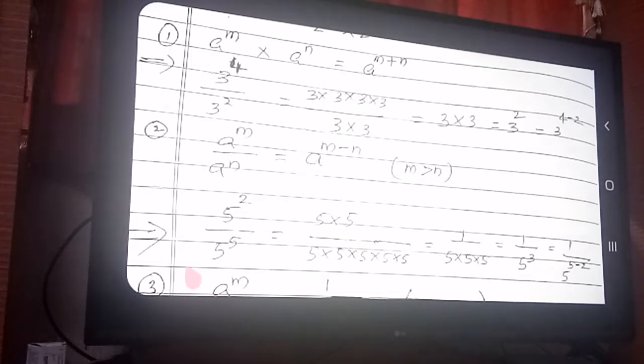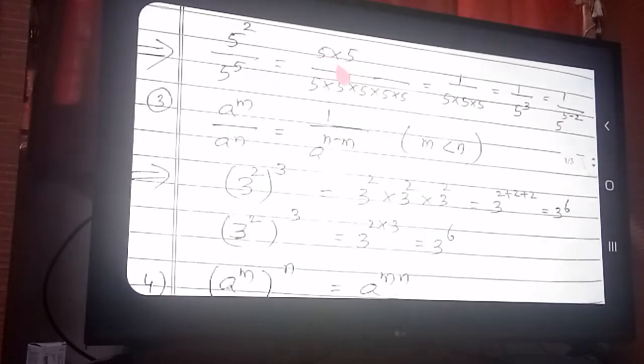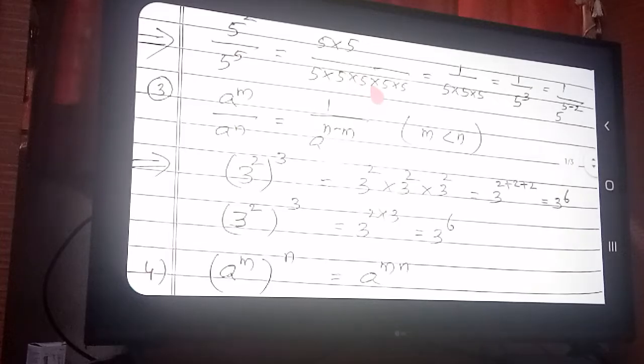Next, for the third formula, listen. 5 raised to 2 divided by 5 raised to 5. Here 5 raised to 2 means 5 multiplied 2 times, and 5 multiplied 5 times. Here 2 5's and here 2 5's cancelling. Then what is coming? 5 multiplying 3 times came now. So 5 multiplying 3 times means 1 by 5 cube. That is equal to 1 by 5 raised to 5 minus 2. How is this 3 coming? This 5 and this 2 subtracting. So 5 minus 2, how much came? 3.